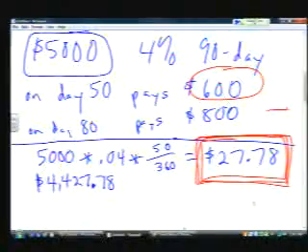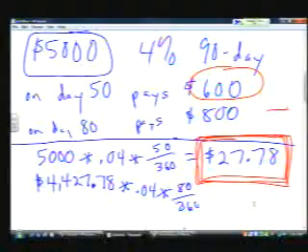Now we've got to do a calculation again. Times 0.04 times, and it says he paid on day 80, so you put 80 over 360, right, Robert? Yeah. Oh, good job. I tried to trick you.